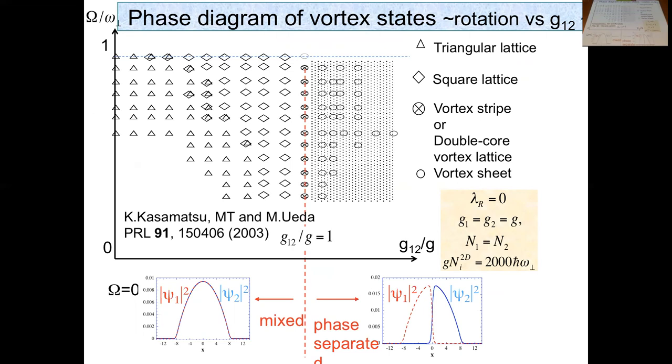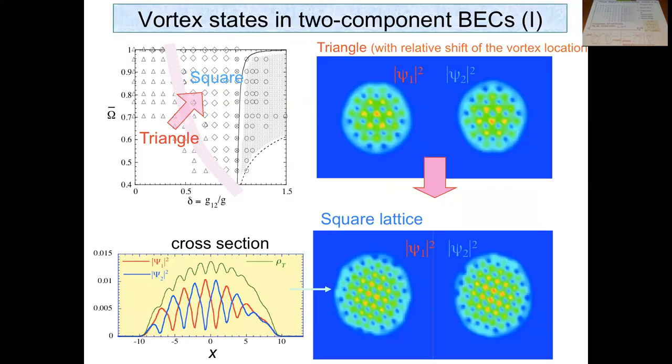In this part, the two BECs are mixed. In this part, the two BECs are phase separated. This part makes the triangular lattice, and this part is a square lattice. This part is just more complicated. So this is the coexistence of triangular lattices. Each component forms a triangular lattice, but because of the repulsive interaction between them, they are just shifted. But if we increase the interaction, surprisingly, these change to a square lattice like this.